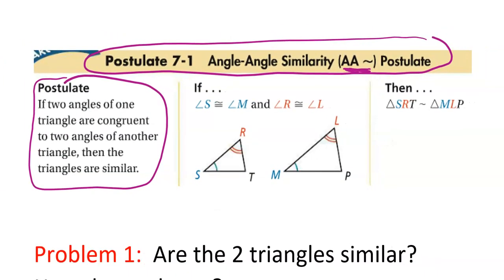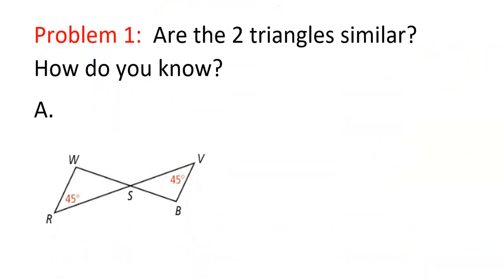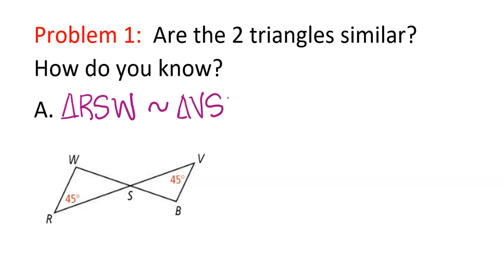So let's see how this one works in the next question. Now I've left something out, so let me add that really quick. This should be triangle. So, are the two triangles similar? How do you know? So we're looking at the triangle on the left, which is RSW. Is that one similar to the triangle on the right? VSB.